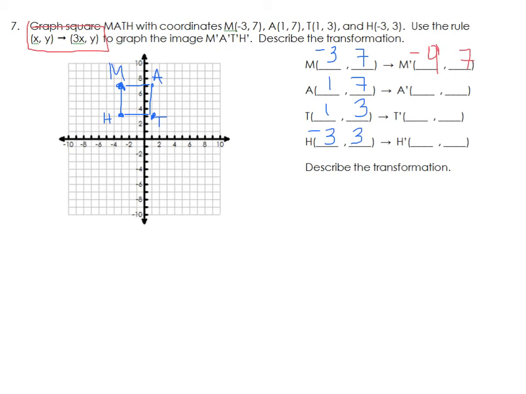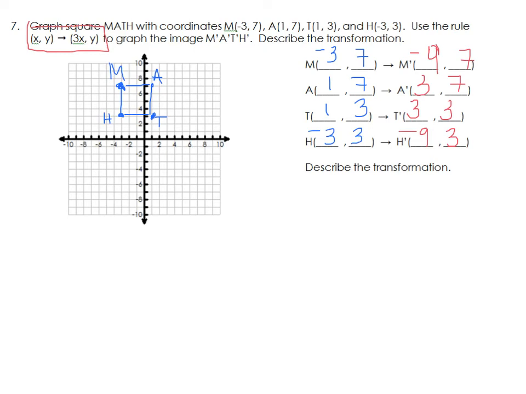A, which is (1, 7), I'm going to multiply 1 by 3, so that's going to become 3, and the 7 stays the same. T is (1, 3), I'm going to multiply 1 by 3, so that's 3, the y coordinate stays the same. And H, which is (-3, 3), I'm going to take the x coordinate, multiply it by 3, which is -9, and then the y coordinate remains the same.